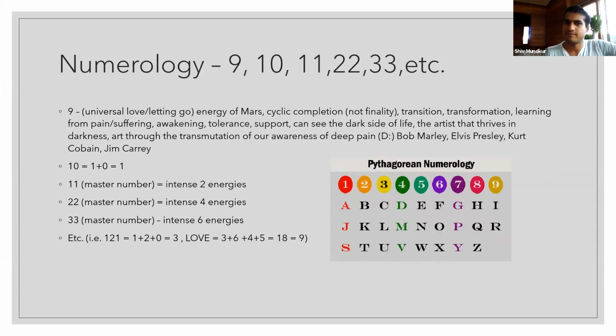and 2 energy. Then we have the number 22, again, which is another master number, and it represents the energy of 2 as well as the energy of 4. And we have the master number 33, which represents the number 3 as well as the number 6. So we can talk maybe more about these master numbers another time.